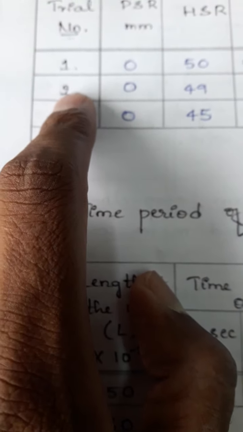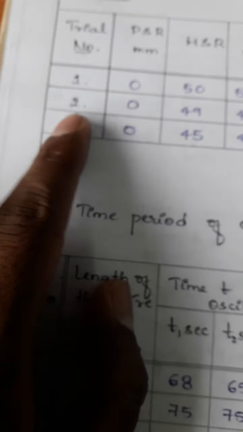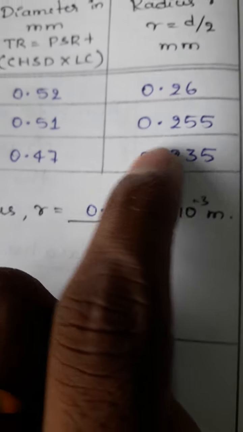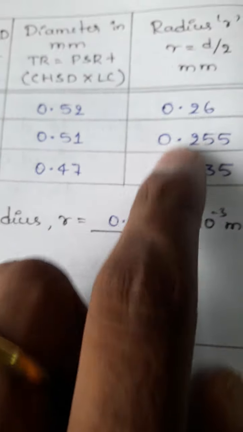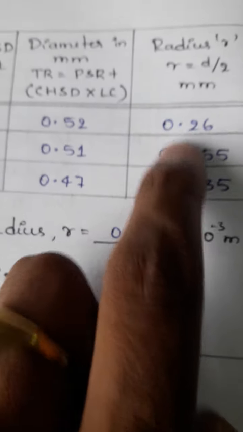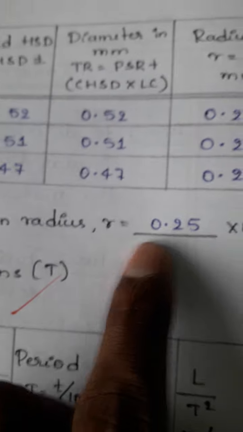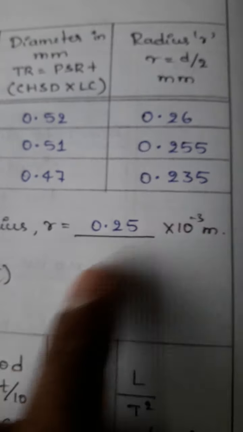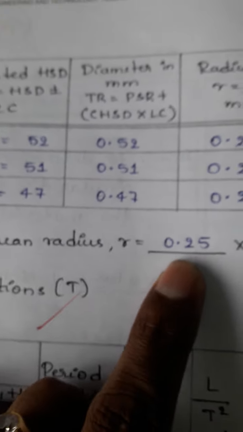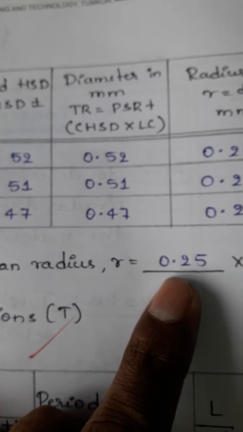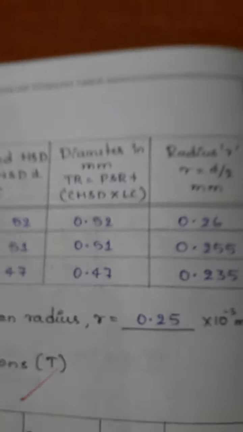Okay, this is the first trial. At a different place we do one more trial, and at another place the third trial. Finally, we get the radius for the 3 trials. Adding these 3 and dividing by 3, we get the mean radius. This is how we measure the radius of the wire using the screw gauge.